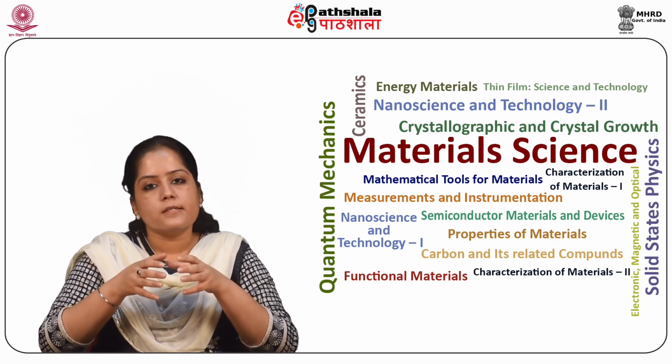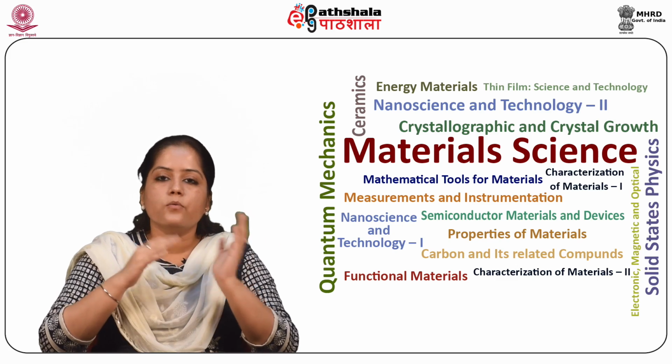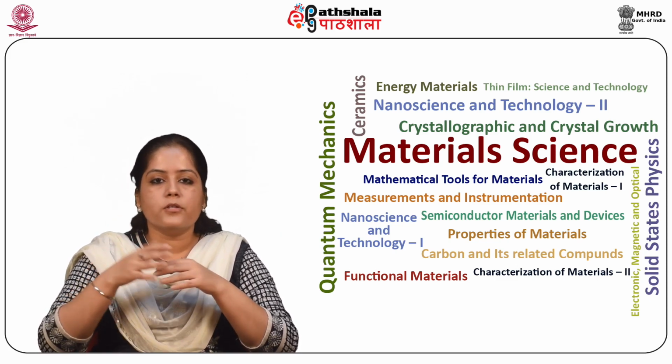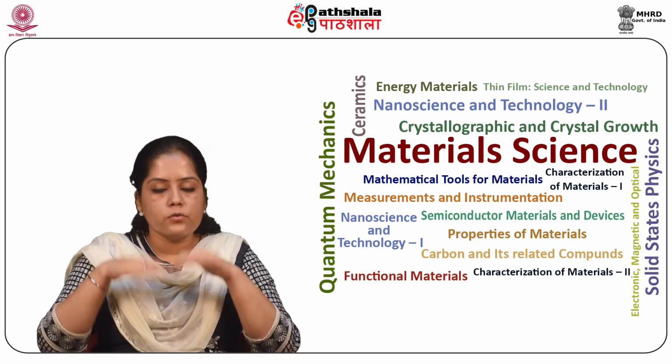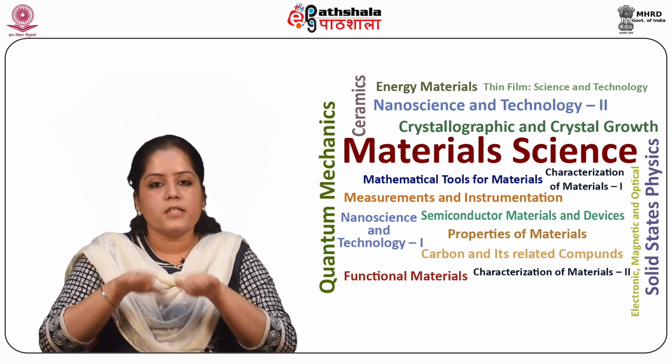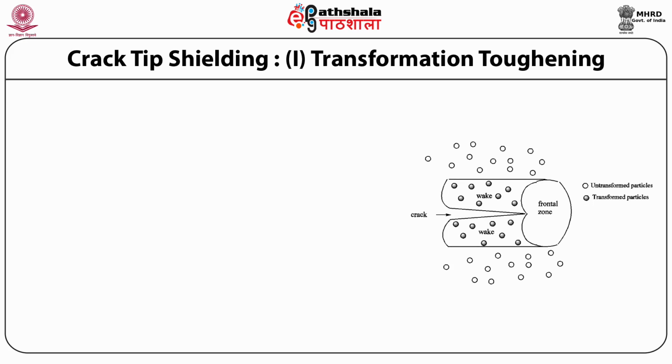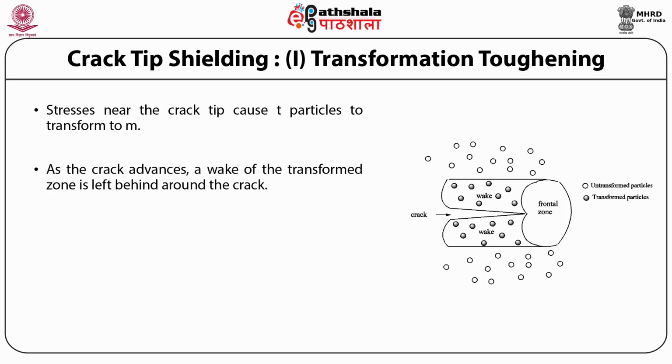Under external stress, a transformation from T to M occurs, with 7% shear strain and approximately 4% volumetric strain. This effectively reduces the stress intensity at the crack tip, leading to an increase in the fracture toughness. Crack tip shielding, transformation toughening. So continuing the discussion over it. Stresses near the crack tip cause the T particles to transform to M. As the crack advances, a wake of the transformed zone is left behind around the crack.